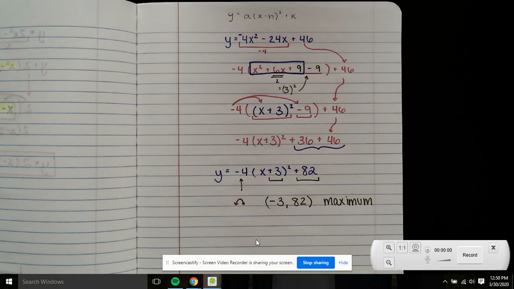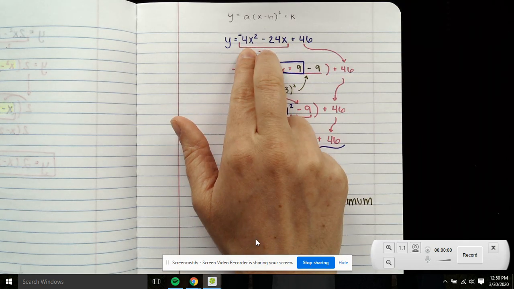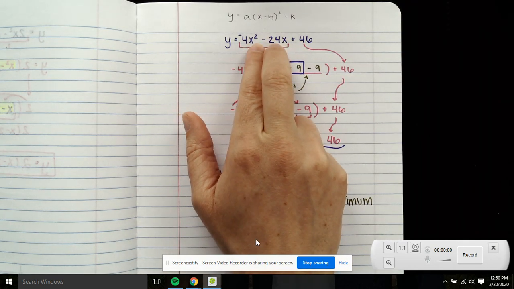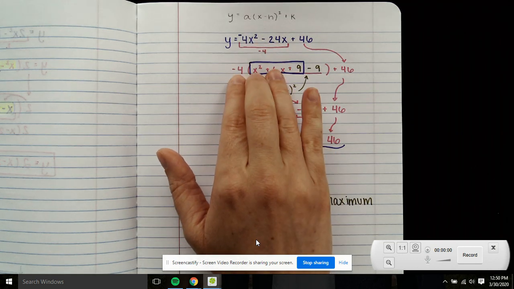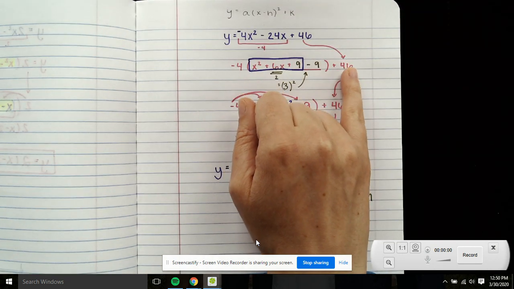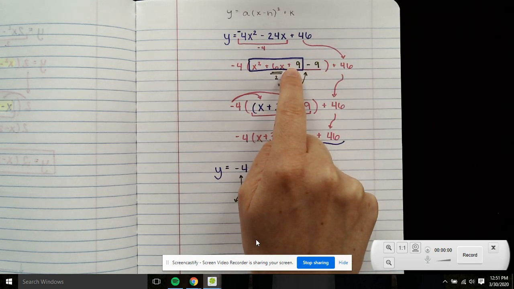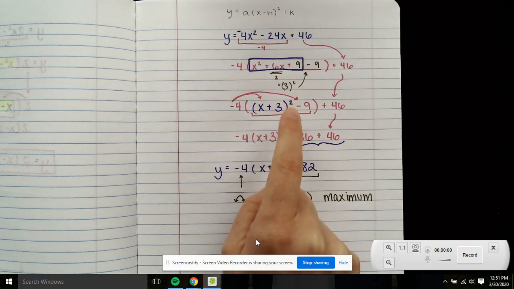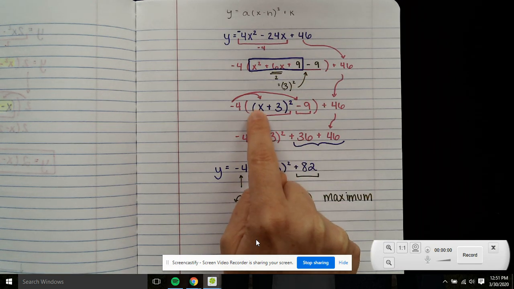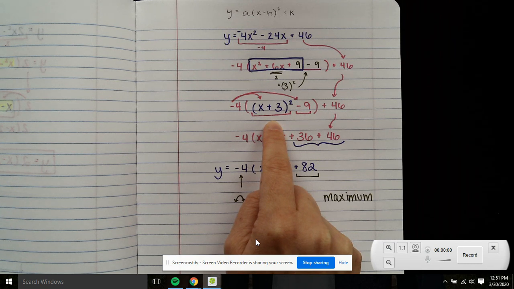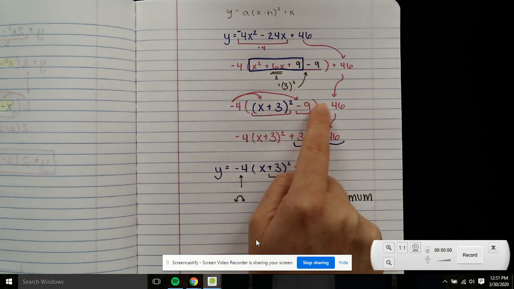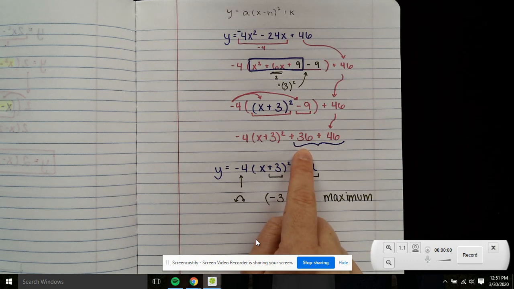So out of this, I can get a lot of information just by switching it into vertex form. I started in standard form, took out the -4 or the a value from the first two terms, left a lot of space, had my c value just traveling along for the ride. Complete the square here. If I add something, I'm also subtracting it. Rewrite as my perfect square trinomial. So I have x plus 3 squared. Distribute. So I know that this is not actually just minus 9. It's actually plus 36 because of this negative 4.